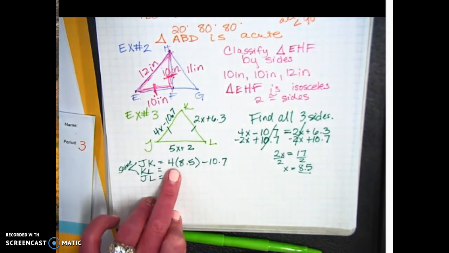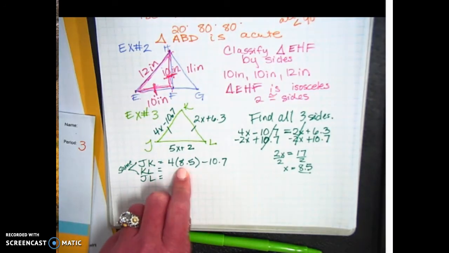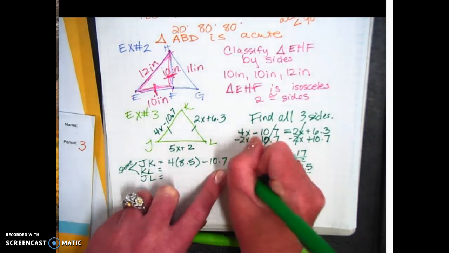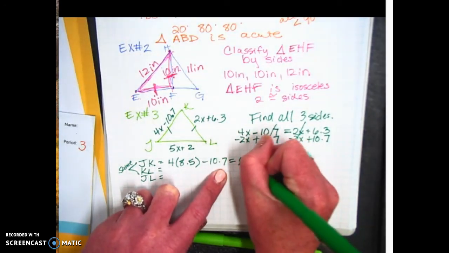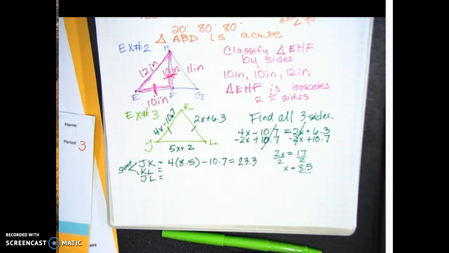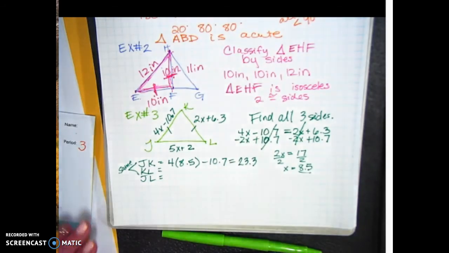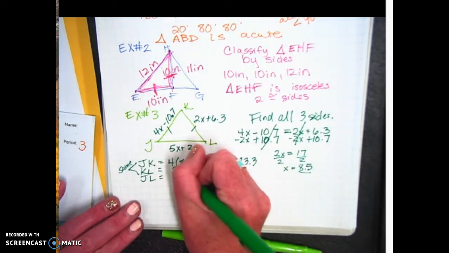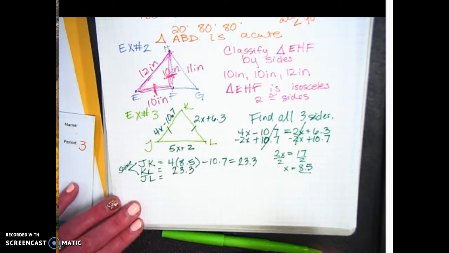So I punch it in my calculator. I type 4 times 8.5 minus 10.7, hit the equal sign, I get 23.3. KL, we know is the same length because it's an isosceles triangle, so it's also 23.3.